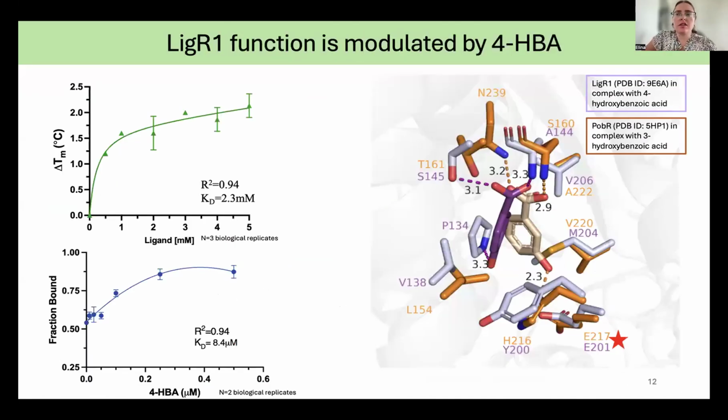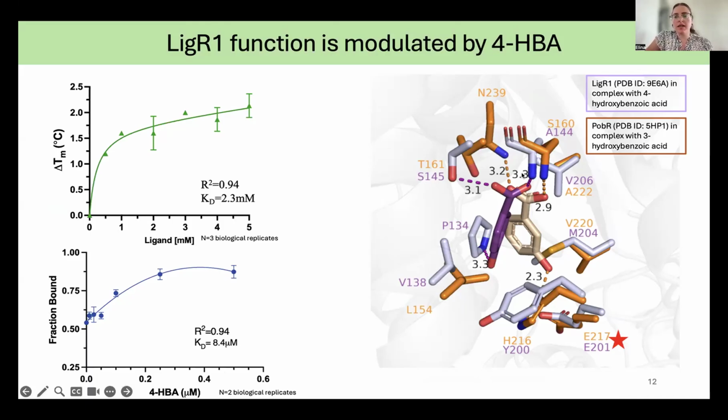So next, we decided to look at the effects of 4-HBA on the biochemical properties of LIGAR1. We did this using differential scanning fluorimetry as well as EMSAs. With DSF, we monitor the stability of the protein through its melting temperature. When we added 4-hydroxybenzoic acid, we saw an increase in the melting temperature of the protein, indicating that it's more stable. And when we did EMSA analysis, we were able to increase the percentage of fraction-bound DNA from 50% to 80% when we added increasing concentrations of 4-HBA.